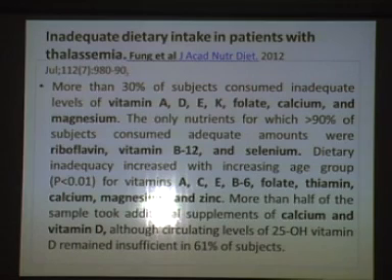Dietary inadequacy increases with increasing age. That means with increasing age, they have a smaller intake of vitamin A, C, E, vitamin B6, folate, thiamine, calcium, magnesium, and zinc.